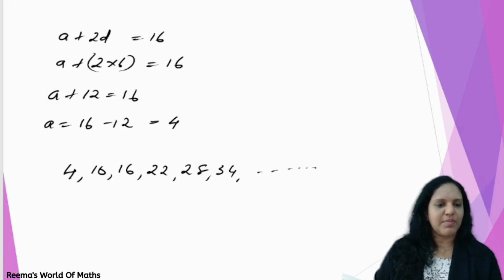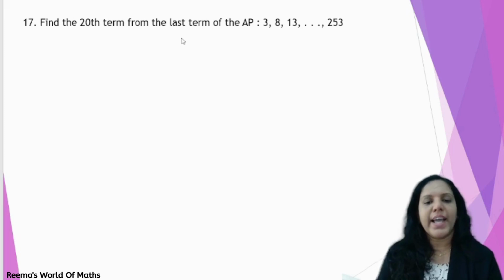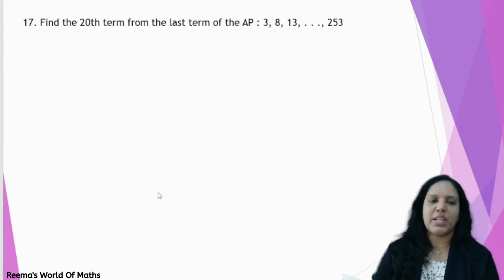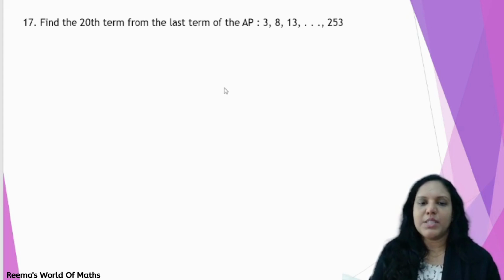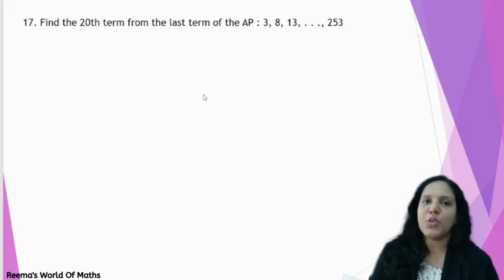Let's see the next question. Find the 20th term from the last term of the AP 3, 8, 13 and 253. So we have been given the first term, we can find the common difference, and we have been given the last term also. So here we need to find the 20th term.